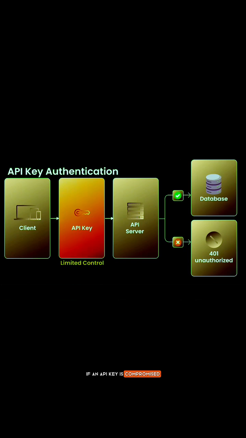If an API key is compromised, it's challenging to restrict or revoke access for specific users. The key must accompany every request, either as part of the query string, in the request header, or within a cookie. To safeguard the key from interception, it's crucial to use HTTPS to ensure a secure transmission.